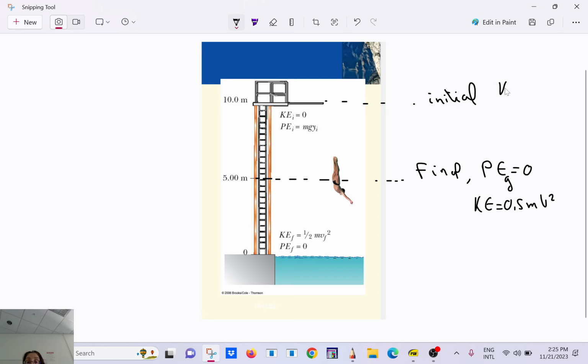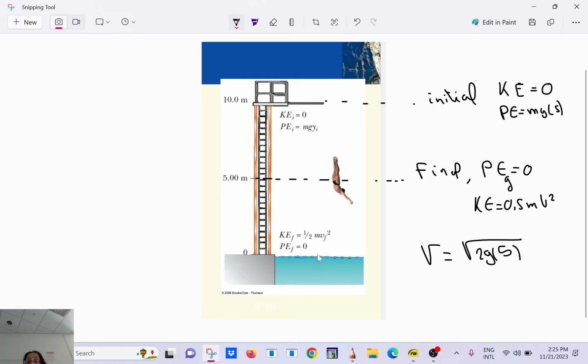Initially, he drops, so kinetic energy equals zero. Potential energy relative to here is going to be mgh, with h equal to 5. Okay? So the point of those problems is to decide where potential energy equals zero if you want to simplify your computation. Yes? Okay, you see it's easy, just the square root of 2g times 5.